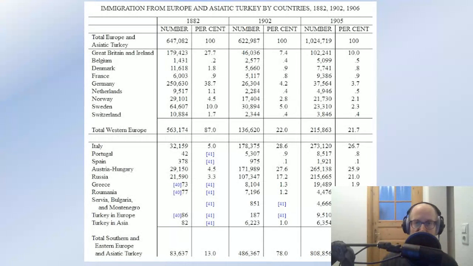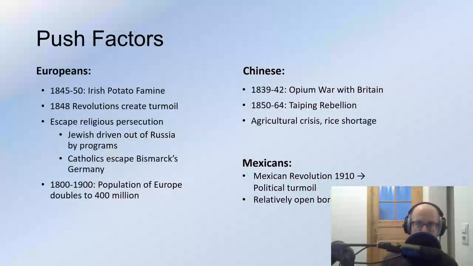So you could spend as much time with this table as you want. It is indeed fascinating. But I'm going to move on from it, and I'm going to move on to talk about why it is that people came. Anytime we're talking about immigration, we talk about push factors, forces that pushed people out of their home countries, and we talk about pull factors, the things about their country of destination that allured them.